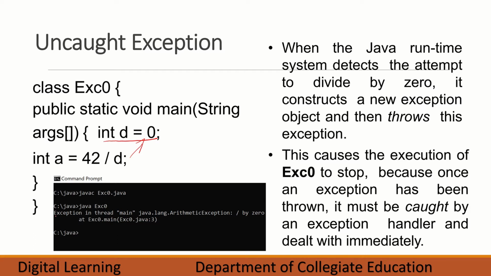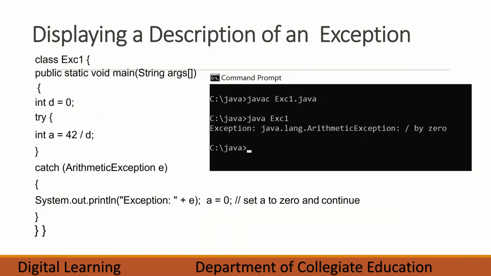When I execute, I'll be getting an error message saying exception in thread main java.lang.ArithmeticException: divide by zero at line number 3. It means it created an exception in the thread main and your program stopped there. Now let us try to catch this exception using our try and catch block.